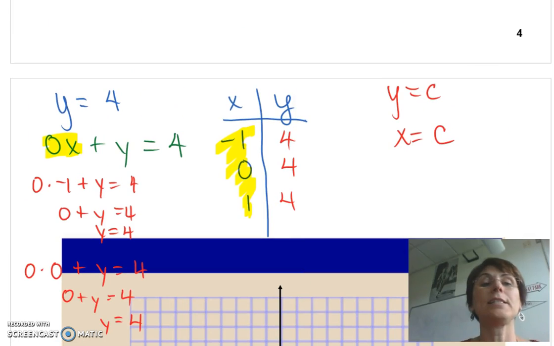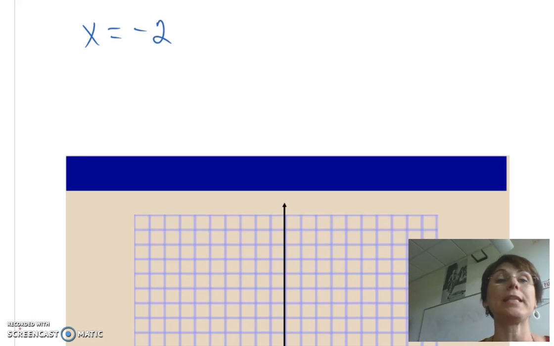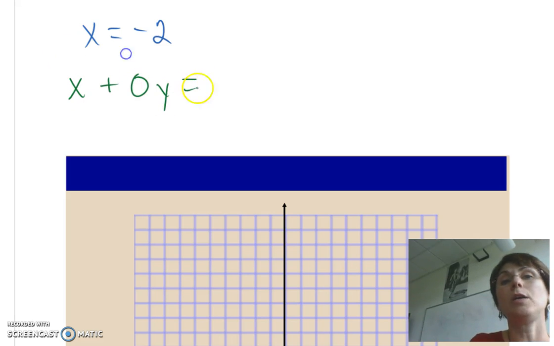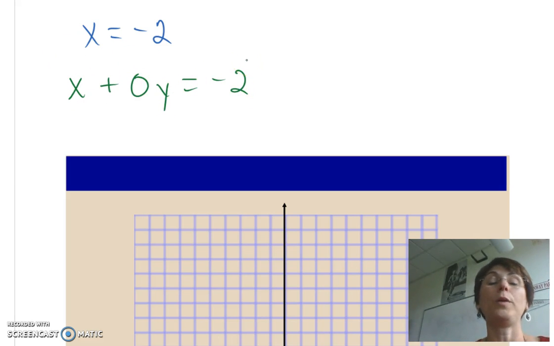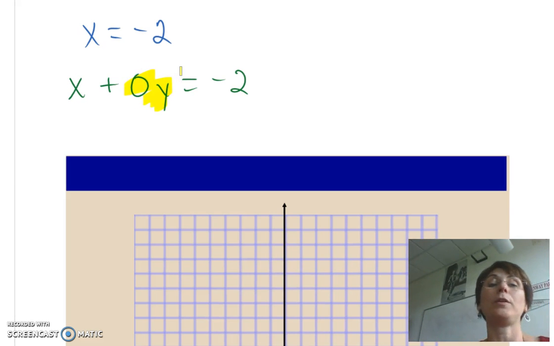But you can use the standard form of the equation and a quick little table to help you think through, should that be a horizontal or a vertical line. So let's move on to the next example. Here we have x equals -2. So for x equals -2, let's write that in standard form. So we would have x plus 0y equals -2. Again, when a term is missing, that means there's a 0 for our coefficient. In this case, the term with y is missing, so our coefficient of y is 0. That's why we don't see it.